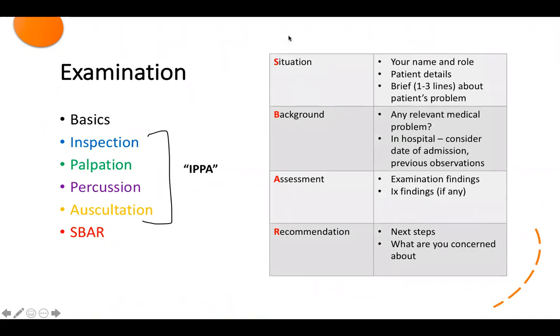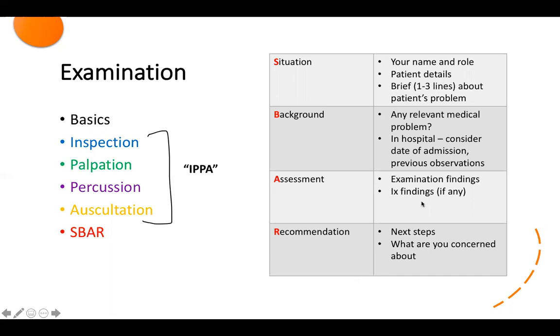In terms of SBAR, so situation: if you're in an OSCE, the examiner will already know your name and role. You don't need to repeat it. But if it's a hospital setting or a GP, you would give patient details and give a brief 1 to 3 lines about what they've come in with. So Mr. Hex has presented with sudden onset abdominal pain. The background: is there any relevant medical problems? Have they had any hospital admissions, etc.?